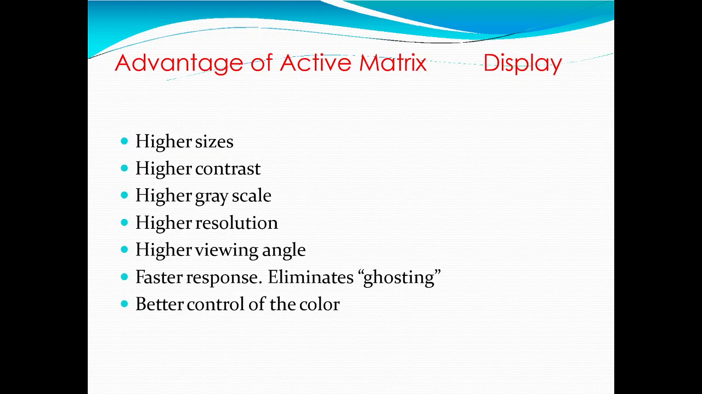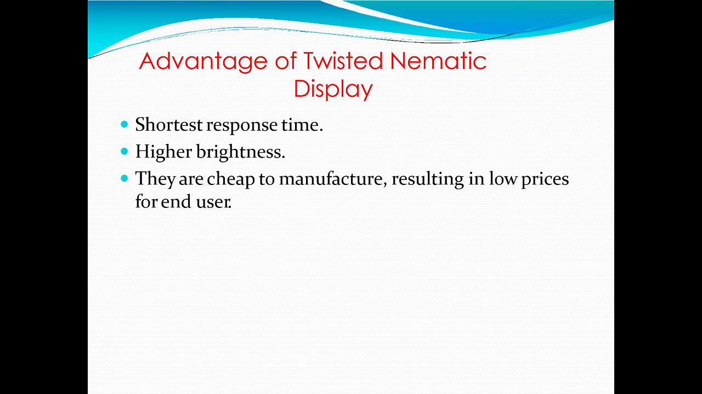What are the advantages of the active matrix display? Again, larger sizes, higher contrast, higher grayscale, resolution and viewing angle. It eliminates the ghosting effect and gives better control of the color. Again, the commonly used twisted nematic display has the shortest response time, higher brightness, and is cheap to manufacture, resulting in a low price for the end user. So that's why they are commonly used.